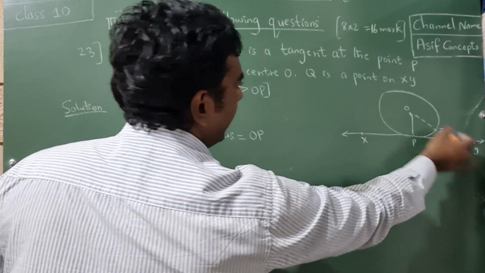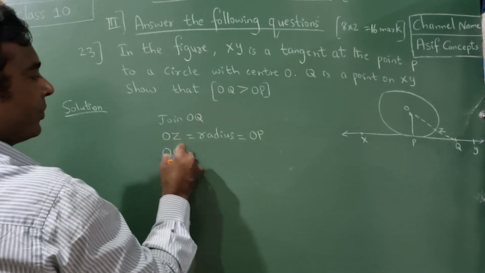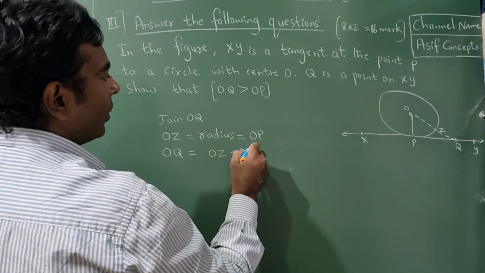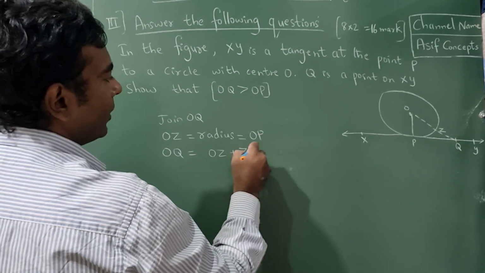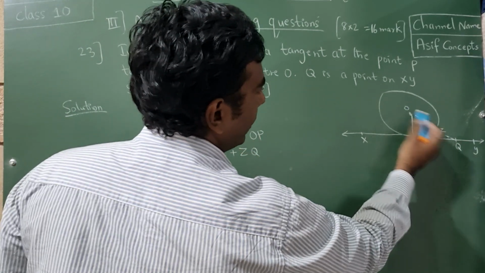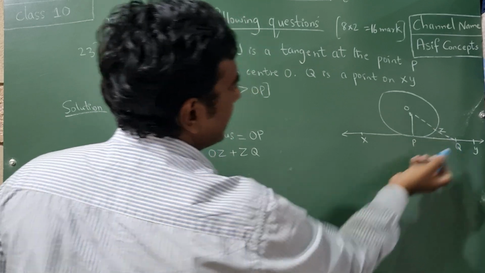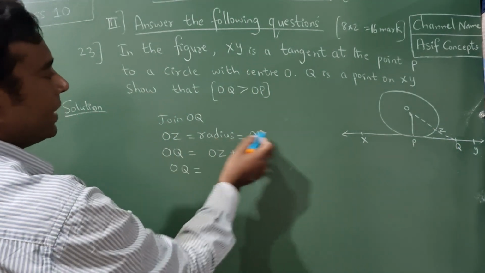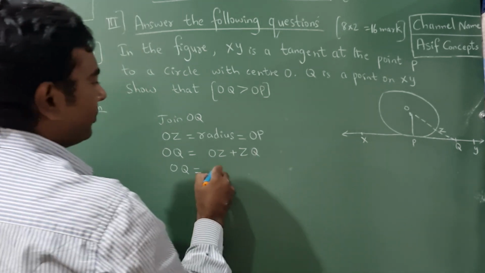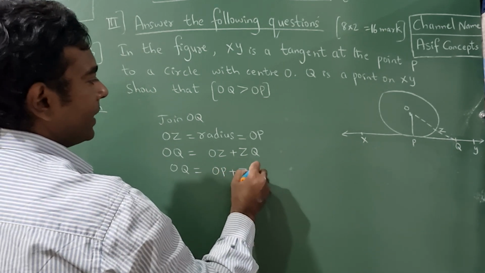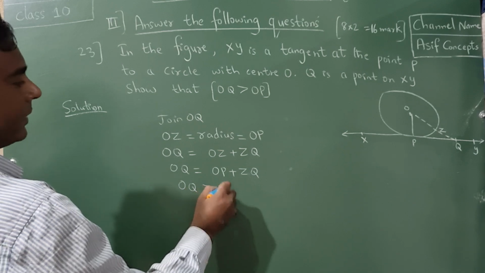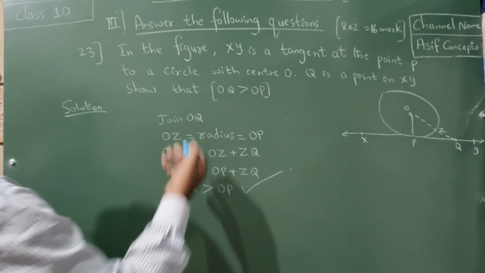Fine. Now I can write OQ as OZ plus ZQ. I repeat, OQ is equal to OZ plus ZQ. Now OQ is equal to, what is OZ? It is OP, plus ZQ. Clearly it shows that OQ is greater than OP. Hence proved.